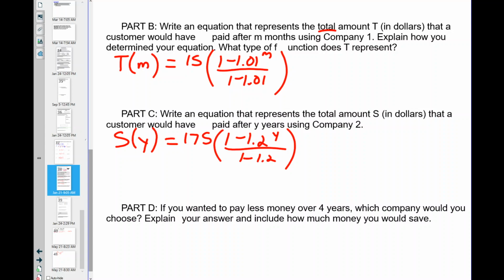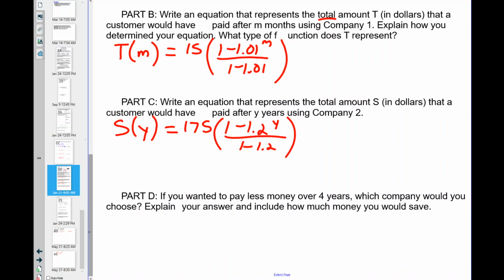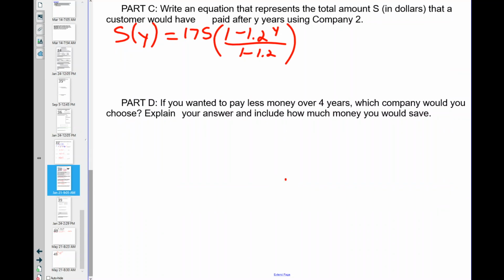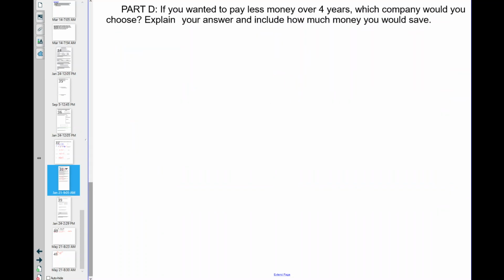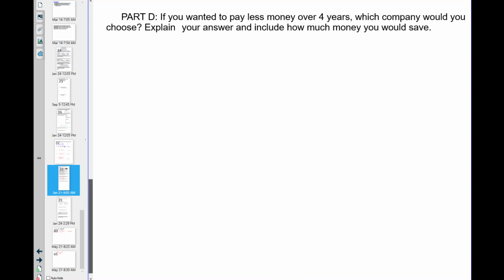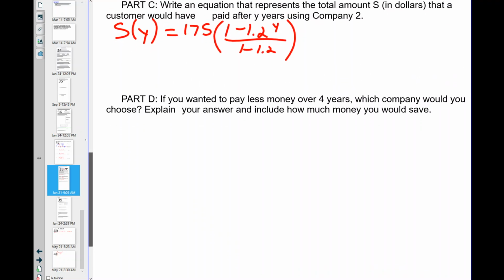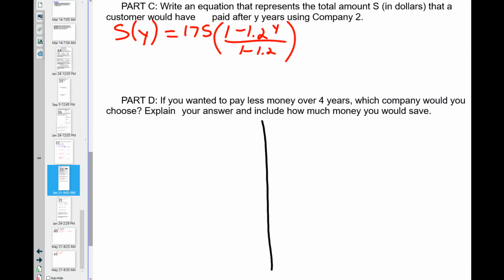And then finally, this is the big payoff here in part D. This is the moment we've all been waiting for, where we figure out which is the better company to go with. So let's do company 1, which we said the total depends on months. These were both 4-year plans. You had to sign a 4-year commitment. But the first company was based on months. How many months are there in 4 years?